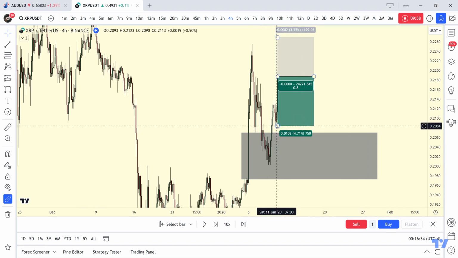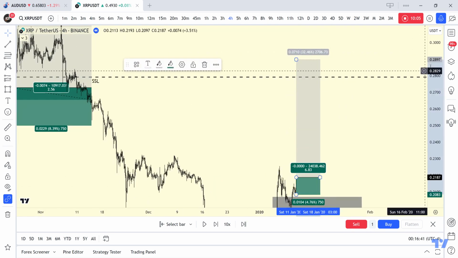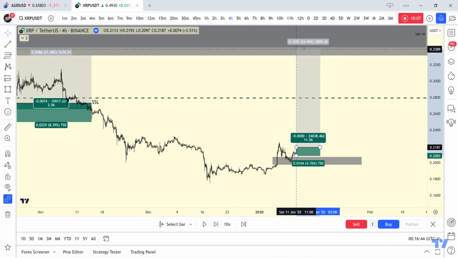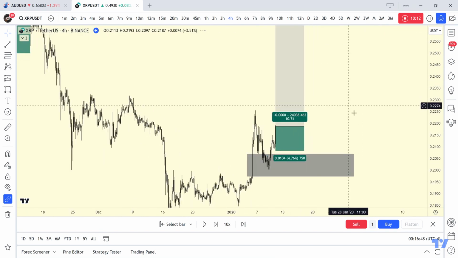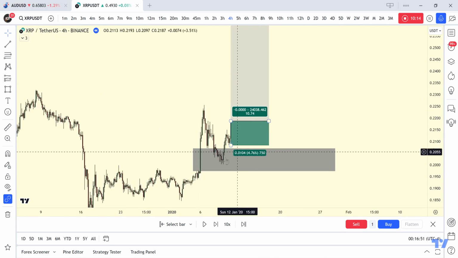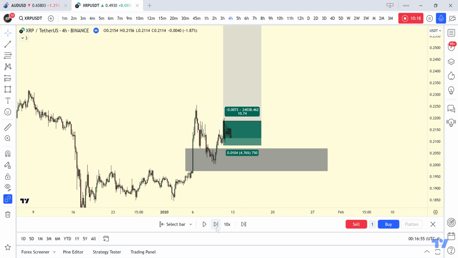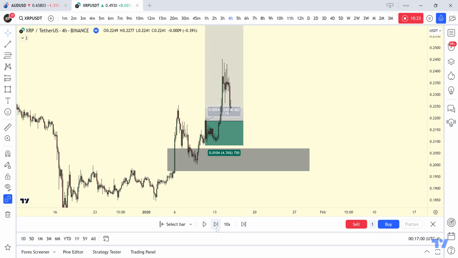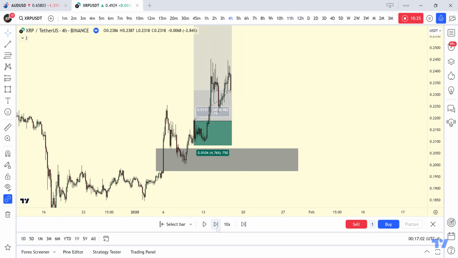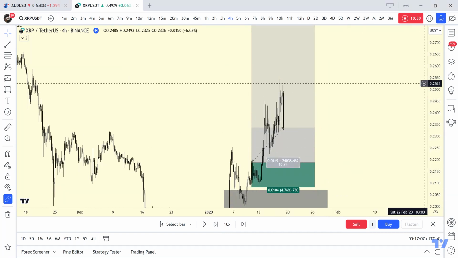This is an intermediate term low. Let's try and catch a good RR all the way back to where we wanted to go. 10R. XRP is a cheeky one.